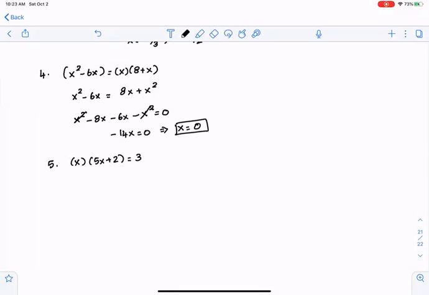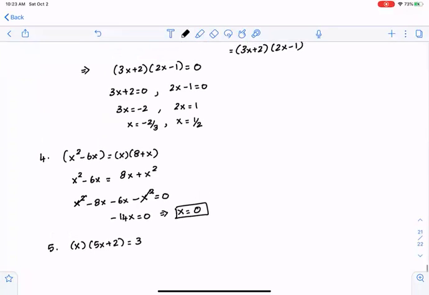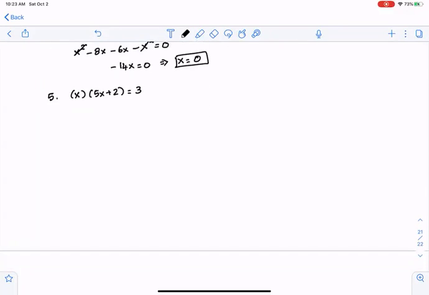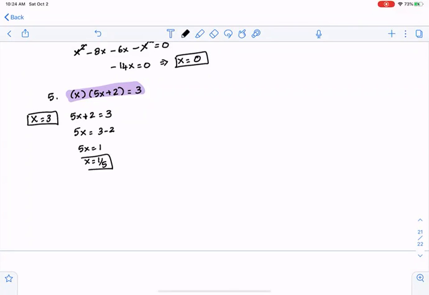So I'll demonstrate one of the most common mistakes that students make. We look at this equation and come to an immediate conclusion, because of practice, that x is equal to 3 and 5x plus 2 is also equal to 3. So x equals 3 would become one solution. 5x would be equal to 3 minus 2. 5x would be equal to 1. x would be equal to 1/5.